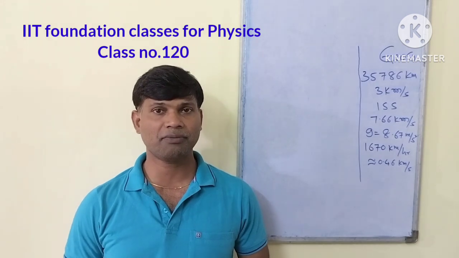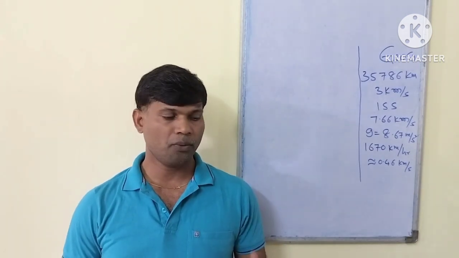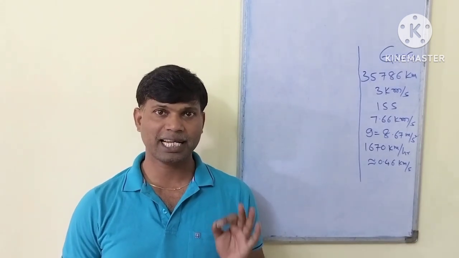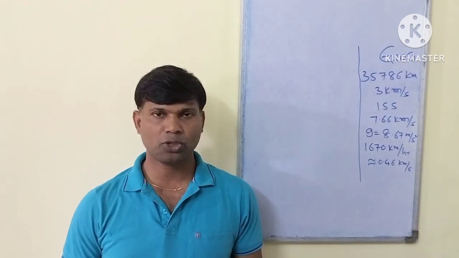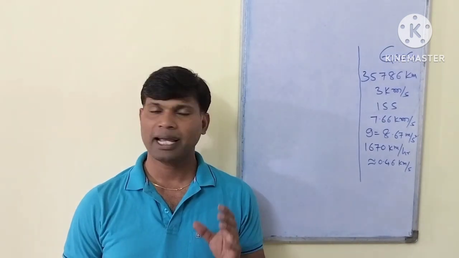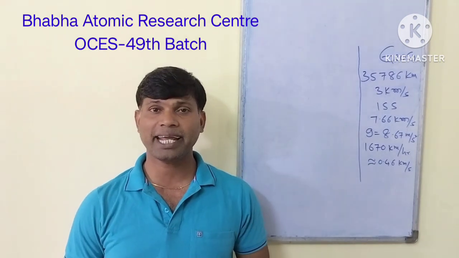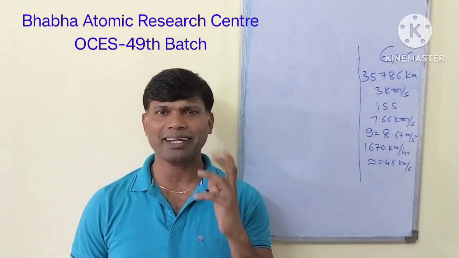This is continuation of the gravitation chapter. In today's class, we are going to calculate the speed of the International Space Station. Presently, Sunita Williams, astronaut, is in the International Space Station. With what speed she is rotating around the Earth, we will calculate. Before that, we will discuss some fundamentals regarding it.